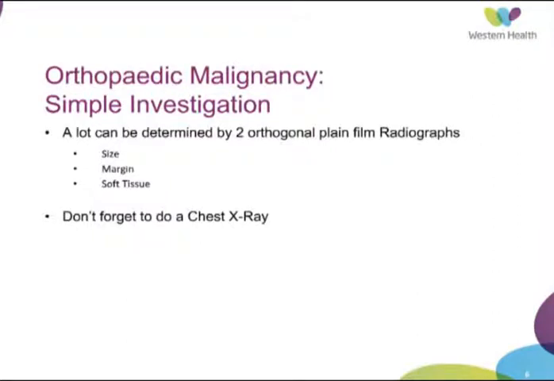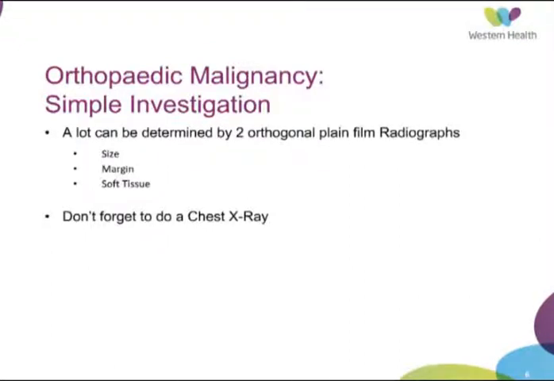So, simple investigations. Any patient who comes in where you're worried about malignancy, it starts with two orthogonal X-rays. Very simple, and a lot can be determined from good, high-quality X-rays. We'll talk about a mnemonic, a matrix, of how to go through them. It's important that we look at the size, the margin of the lesion, and whether there's any soft tissue component.